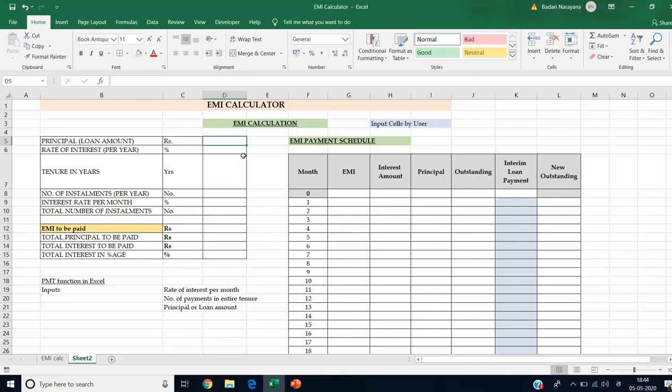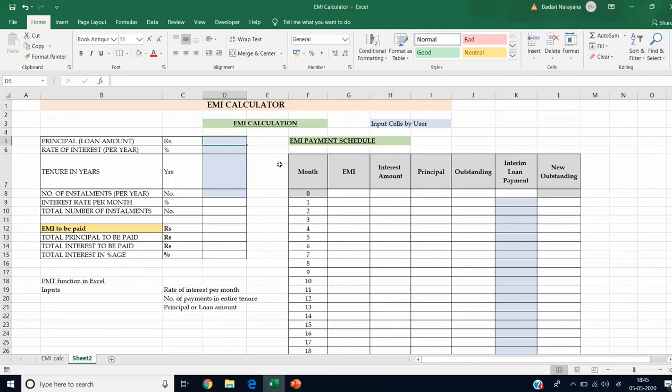So let's see. Here we need to input principal amount, rate of interest, and number of installments that we are going to pay in any year. So I'm just going to give four inputs, and all these inputs I'm going to make as blue cells, as per the legend of this sheet, that is input cells by user.